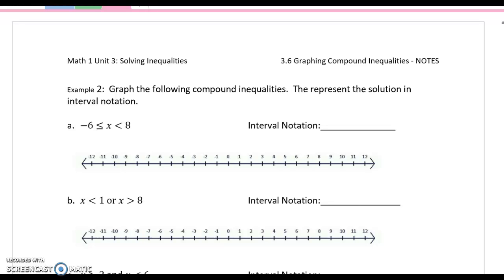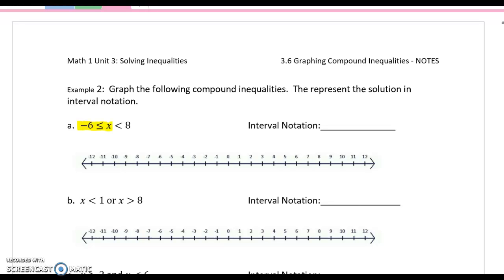So here, for example, 2 part A, we are looking to graph this compound inequality. It says to graph x such that -6 is less than or equal to x is less than 8. So again, from earlier in the unit, we talked about when you're graphing on a number line, the difference between open circle and closed circle.